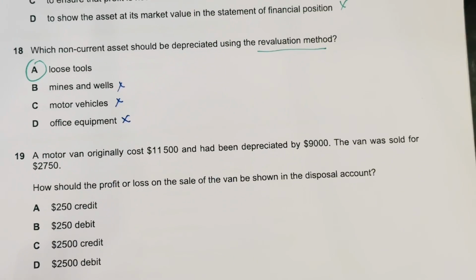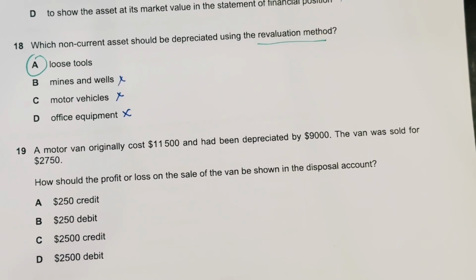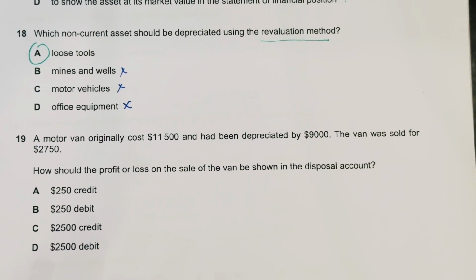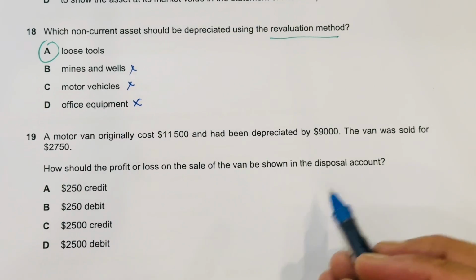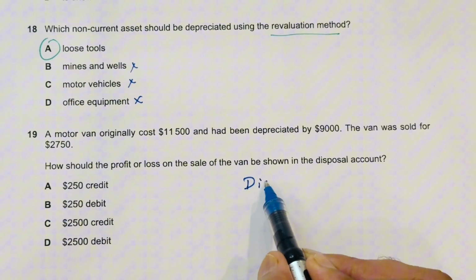Now we will move to question number 19, a question on the disposal account. I'm going to make that ledger. A motor van originally cost 11,500 and had been depreciated by 9,000. The van was sold for 2,750. How should the profit or loss on the sale of the van be shown in the disposal account? So we're going to make the disposal account here.